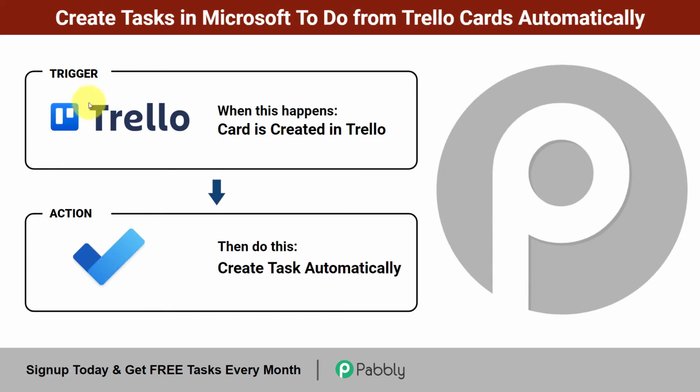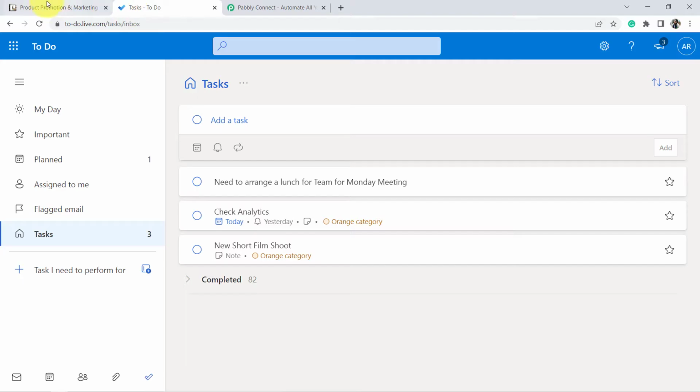Now you want to sync these two software in such a way that whenever the card is created in Trello, the same task should be automatically created in Microsoft To Do, so that you do not need to copy each task and paste it here in the Microsoft To Do application. So if you also want to set this kind of automation, just follow this video till end and you can also set it very easily.